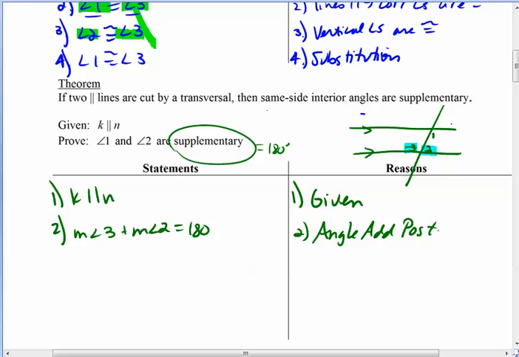I know it's tempting to say definition of supplementary angles, but we were not told that 3 and 2 were supplementary. We were told 1 and 2 are supplementary. So you can't cite the definition of supplementary angles if that word was not used in relation to the two angles in the statement.